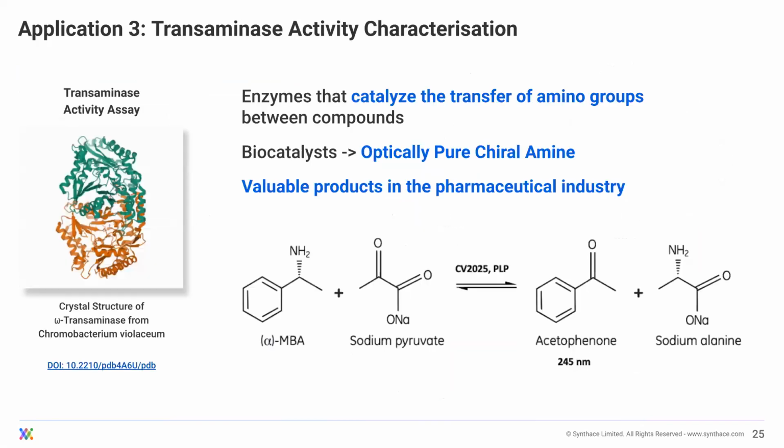Finally, let's jump into the last case study, and this is the transaminase activity characterization. So transaminases are enzymes that transfer amino groups between different compounds, and they're used heavily as biocatalysts for the production of valuable products in the pharmaceutical industry. And this particular enzyme was converting 2 substrates, sodium pyruvate and MBA, into acetophenone and sodium alanine, the product that we're interested in this particular system.